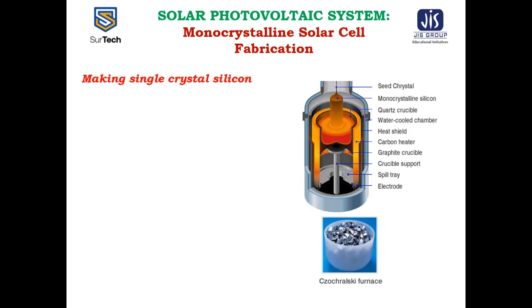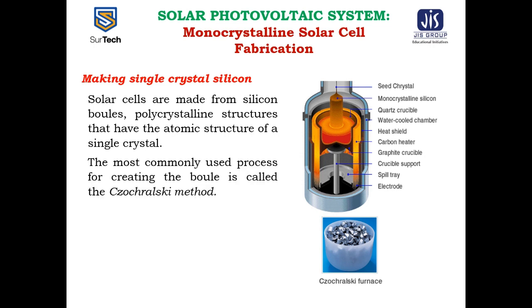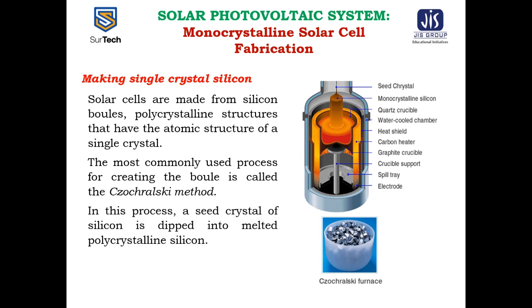Now, making the single crystal silicon. Solar cells are made from the silicon boules, polycrystalline structures that have the atomic structure of a single crystal. The most commonly used process for creating the boule is called the Czochralski method. In this process, a seed crystal of silicon is dipped into the melted polycrystalline silicon.